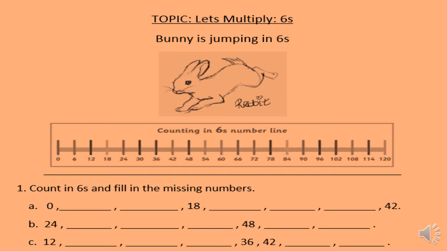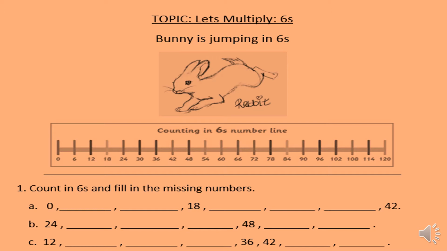You see here, Bunny is jumping in 6. It means you have to fill in the blanks with a difference of 6, or you have to write the table of 6. The question is also given with the help of a number line, so you can do it very easily. Counting on the number line, it's counting in 6: 0, 6, 12, 18, 24, 30, 36. Or you can say it's a table of 6, our 6 times table.